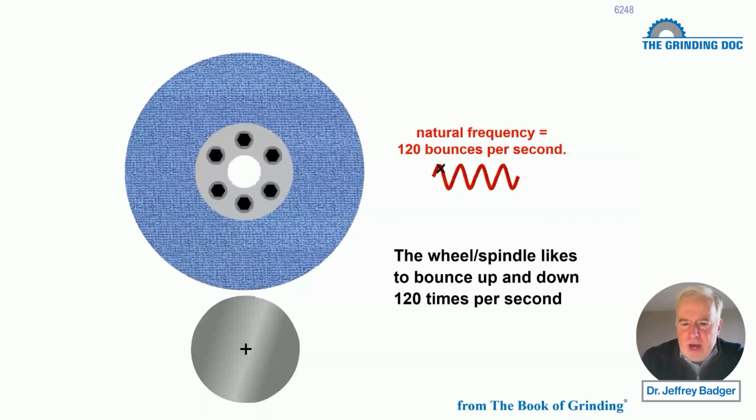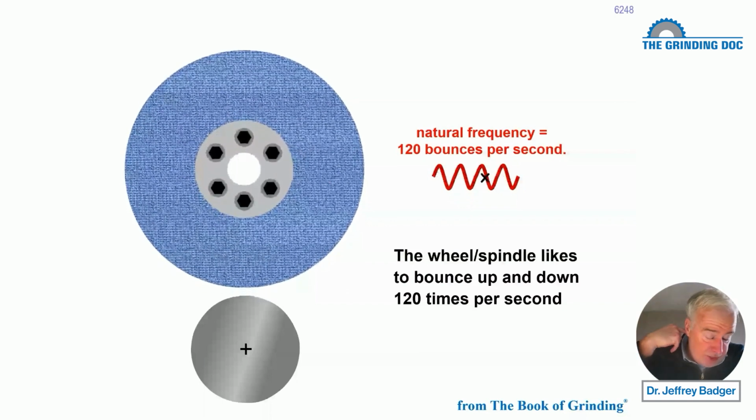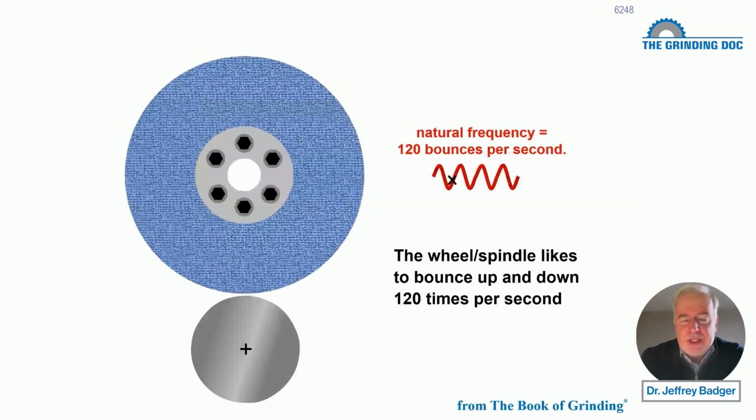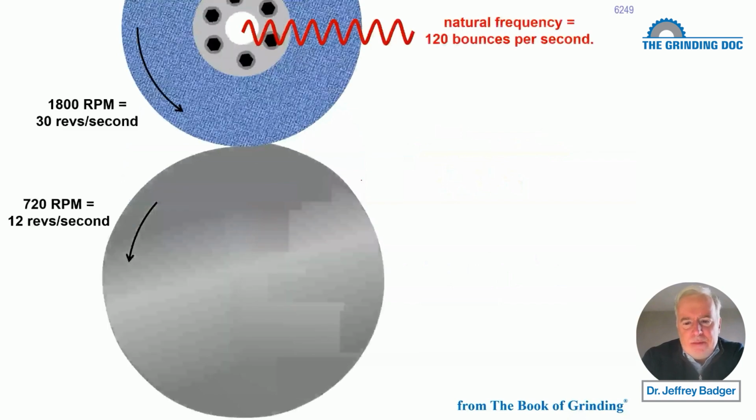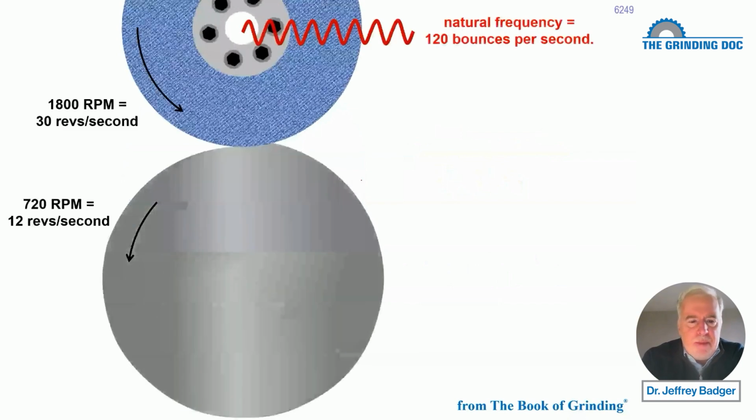You can spin the wheel fast. You can spin the wheel slow. It still likes to bounce up and down 120 times a second. You can have heavy grinding, light grinding. It still likes to bounce up and down 120 bounces a second.